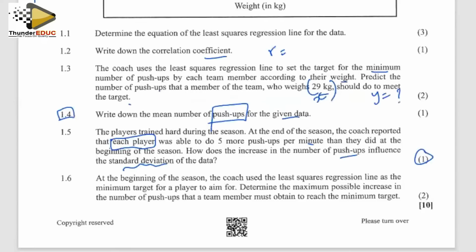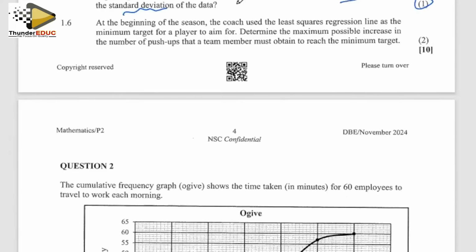All right, then 1.6. At the beginning of the season, the coach used the least square regression line as a minimum target for a player to aim for. In other words, there was a target that was set that every player must reach. Determine the maximum possible increase in the number of push-ups that a team member must obtain to reach the minimum target.